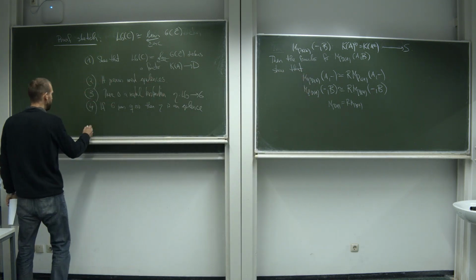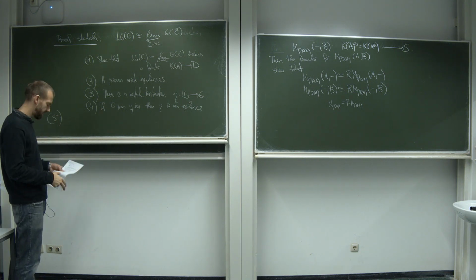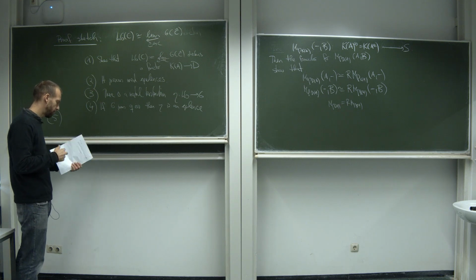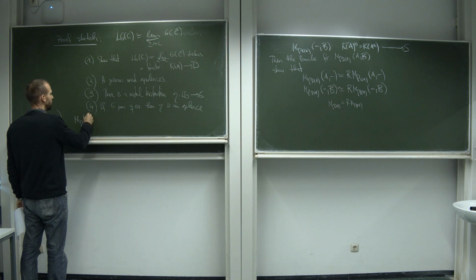And then there's a fifth step, maybe I start here because this is a little longer. Now, taking together steps 1 through 4, you get a map. So you can start with maps H into LG.